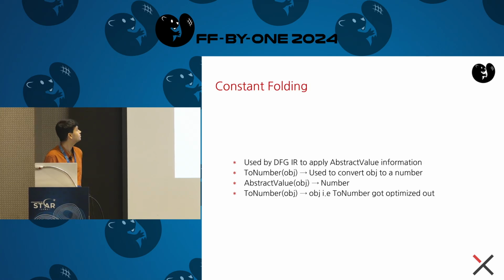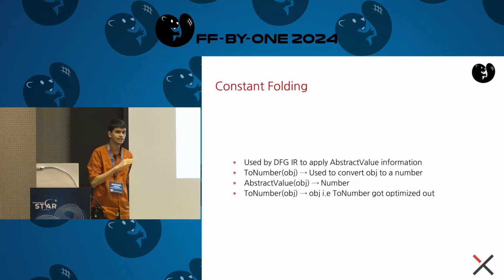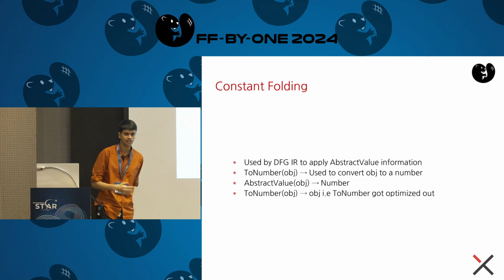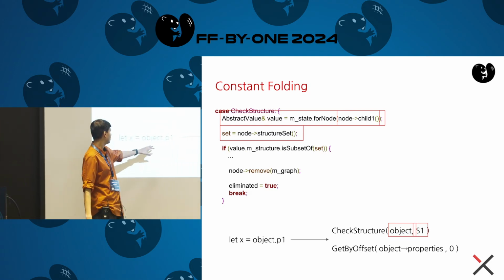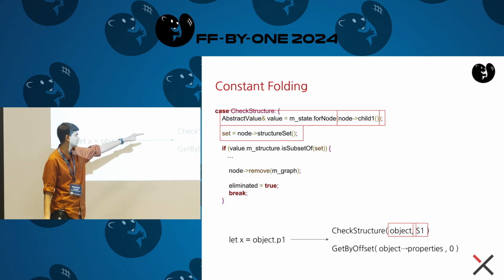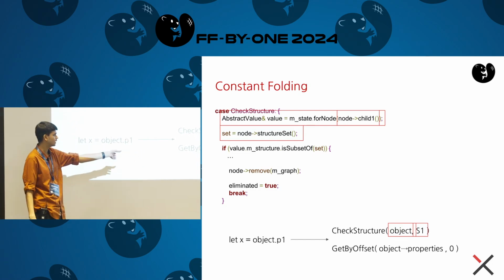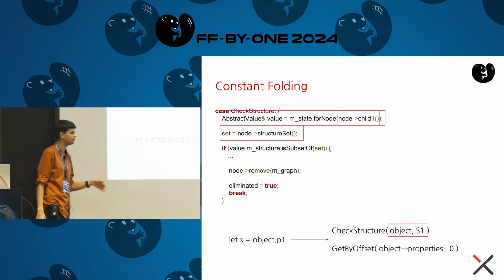One of the main places to look for type confusions, where abstract values are used, is constant folding. So what is constant folding? Constant folding is basically an optimization phase in the DFG IR. And let's see what it does for the check structure output. To recap, when we have a property access like this, DFG converts it into two accesses. One is a check structure, one is a get by offset. Get by offset is basically fetching the property value, whereas the structure check is done by the check structure.